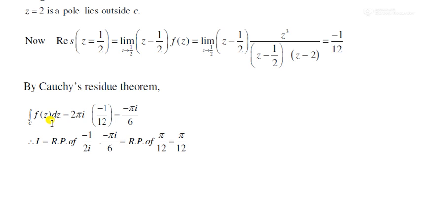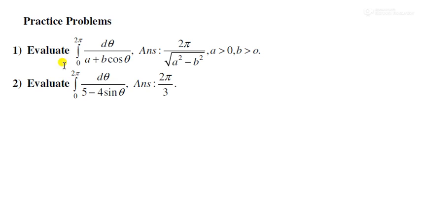By Cauchy's residue theorem, the integral over C of f(z) dz equals 2πi times -1/12, which is the residue value. This is equivalent to -πi/6. Substituting in the original I, that is the real part of -1/(2i) times the integral over C, and the integral over C is -πi/6, this is equivalent to the real part of π/12. So the answer itself is a real value, and it is equal to π divided by 12.